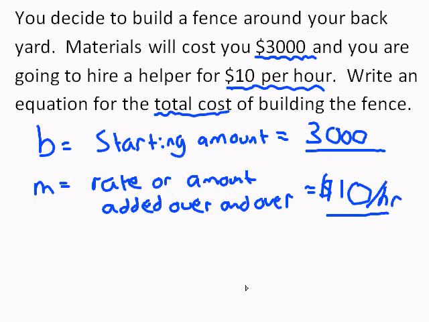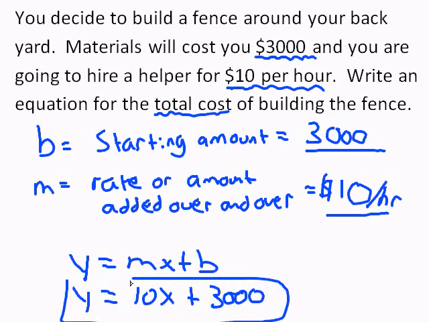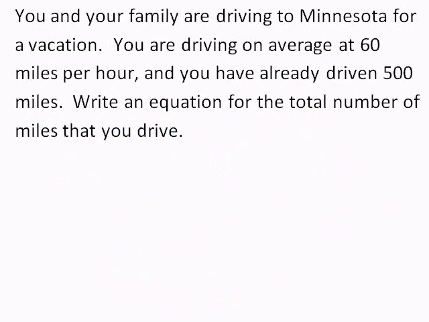So $10 per hour. So our equation then is y equals mx plus b. Since our m is $10 an hour, we're going to go 10 times x plus our b is 3,000. And here we've written the equation of a line that represents this problem situation. Alright, here's our last problem. Go ahead and work out this problem on your own and press play when you're ready to see the answer.